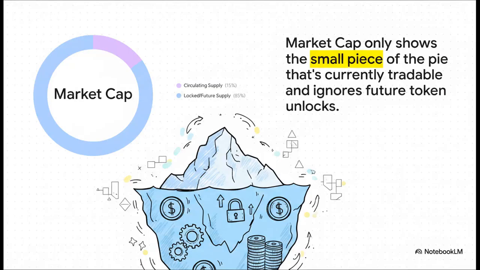And this chart, it shows you the biggest problem with market cap perfectly. Look at it. That little colored slice is all market cap sees. It's often just a tiny, tiny fraction of all the tokens that could ever exist. It's literally the tip of the iceberg. And we all know what's dangerous about icebergs, right? It's the huge part you can't see, lurking right under the surface.